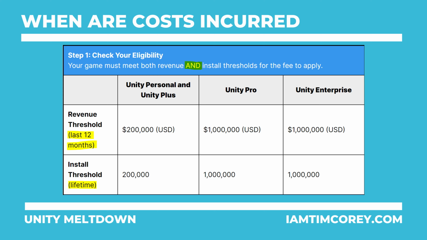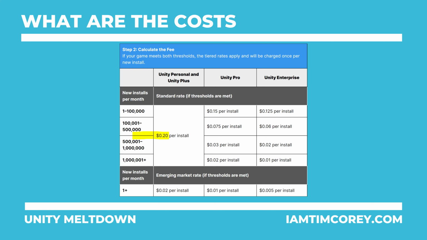So that's step one. That's if you're eligible. Now let's pretend we're eligible for it and talk about the fees. Well, if you are in the Unity Personal, it's going to cost you 20 cents per install. It does not matter if you have one installation or a million installations, you're going to be charged 20 cents per installation. But here's another thing that people have missed: that's after the 200,000.